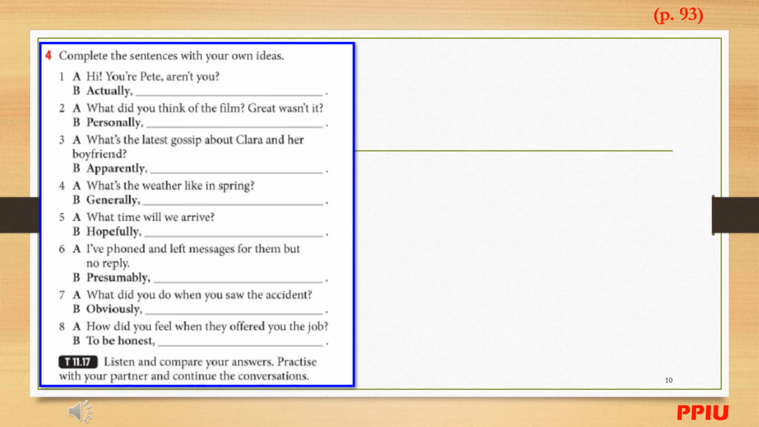Okay, move to exercise number 4. Complete the sentences with your own idea. Just complete with your own idea, actually, right? And then we're going to listen and compare the answer, practice with continued conversation or something. Okay, so I will give you 4 minutes to complete this one by using your own idea, and then you can compare with the recording 11.17, right? Let's go.